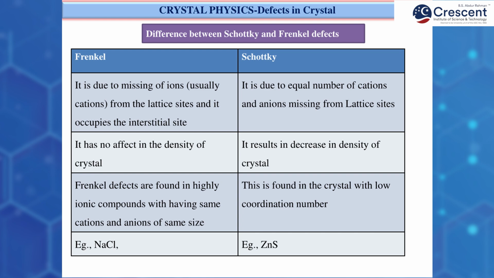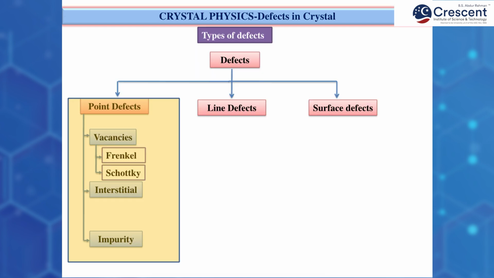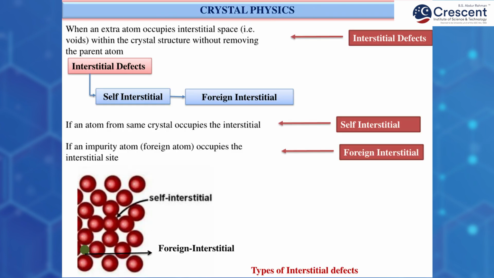Frenkel defects are found in highly ionic compounds, in crystals with a low coordination number. Can you see the example? Sodium chloride is an example for the Schottky defect, and here it is for zinc sulfide, the Frenkel defect. Yeah, this one point defect is over. Next we will see the interstitial, which is again one of the point defects.